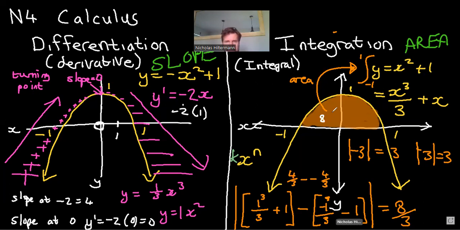And I think we've got 1 minute left. Okay, so that's it. Your differentiation is finding your slope, and integration is finding your area. And then we can do some examples. All right.